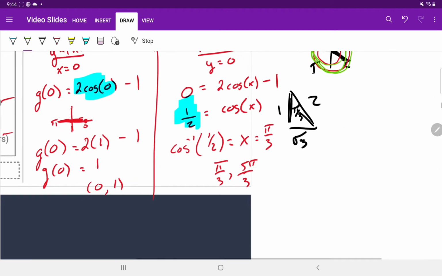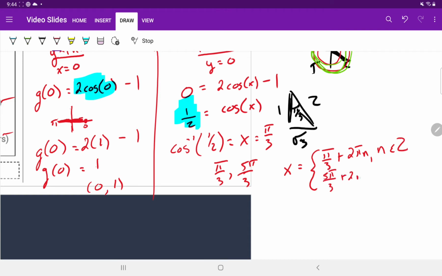So we've got to communicate this through some notation here. So you have an x-intercept either at, and I'll do this in piecewise notation here, pi over 3 plus 2 pi n, where n is an integer. And you also have 5 pi over 3 plus 2 pi n, where n is an integer. These are my x-intercepts. So either your x-intercepts are coming from pi over 3 plus 2 pi n, because remember this is communicating coterminal angles, right?